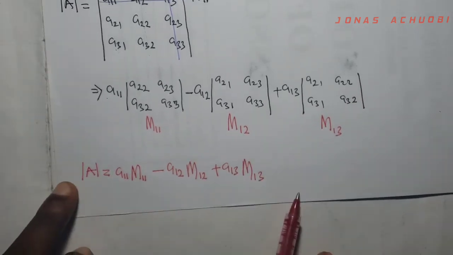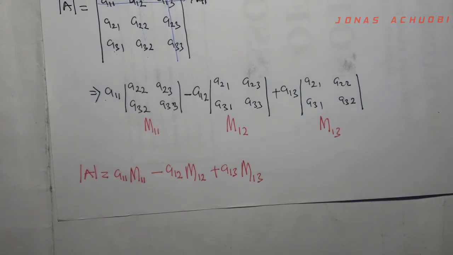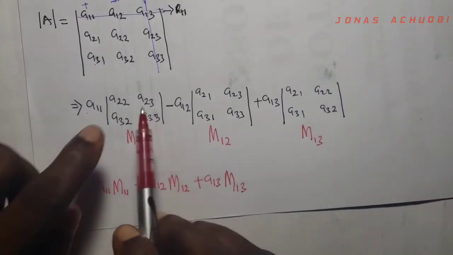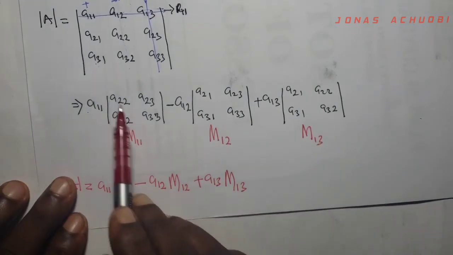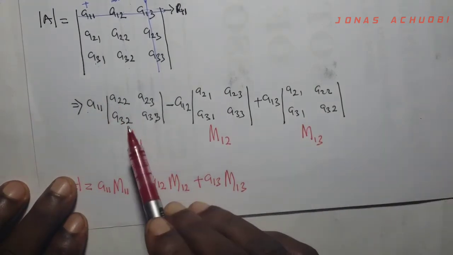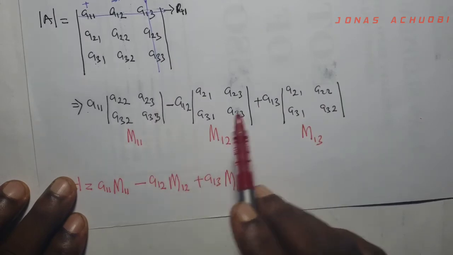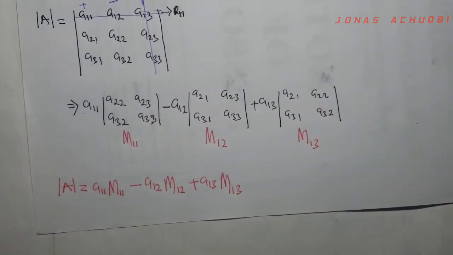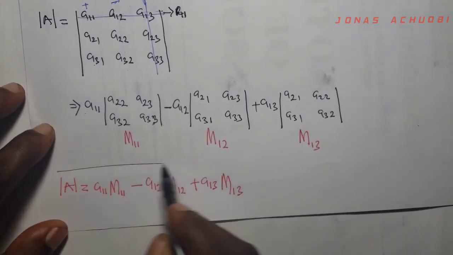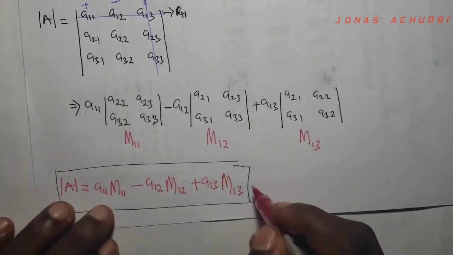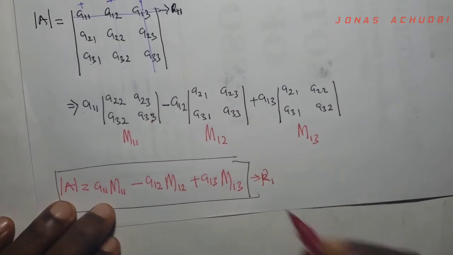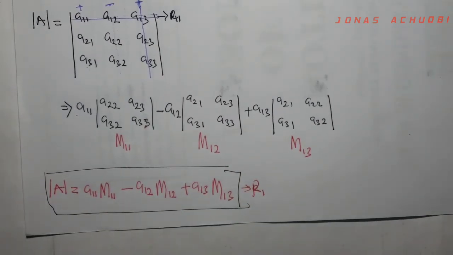So if we compute this, then we've gotten our determinant. These are 2 by 2 determinants, which you already know how to compute. So this will be A22 times A33 minus A32 times A23, and the same thing for the others. So this is the formula for our 3 by 3 determinants, obtained using row 1. If we decide to use row 2 to expand the determinant, the same thing will happen.